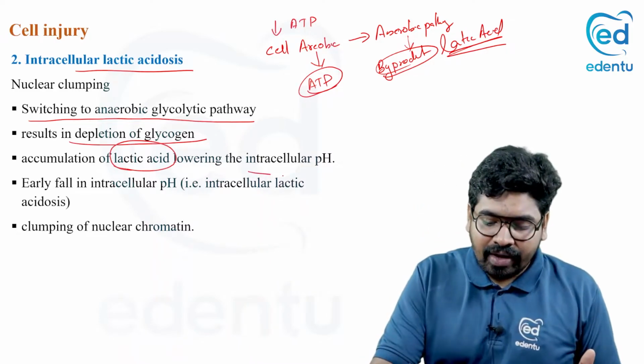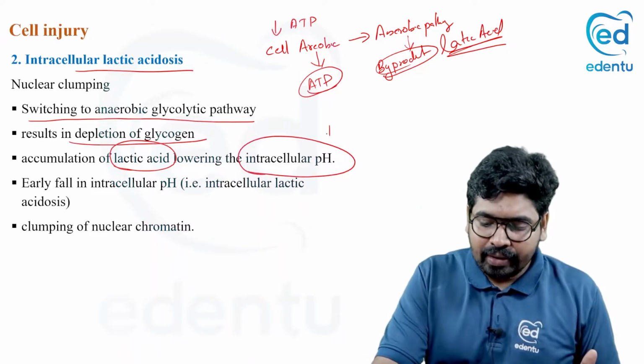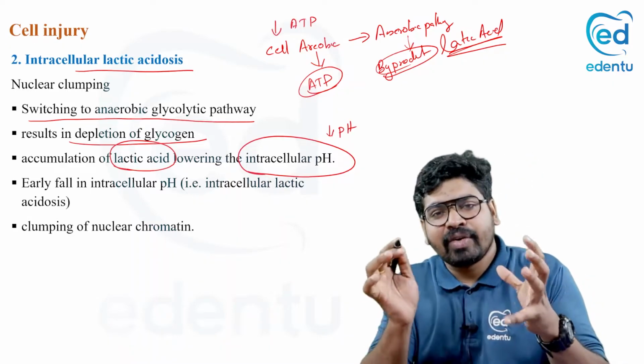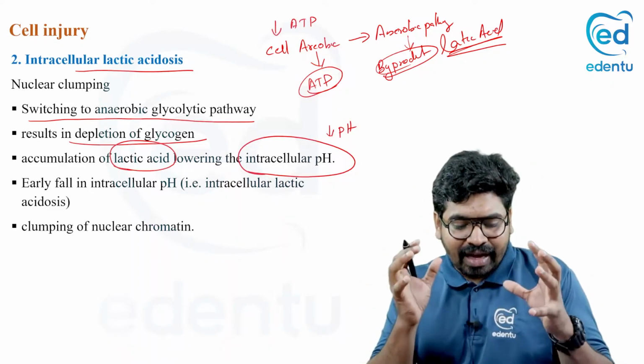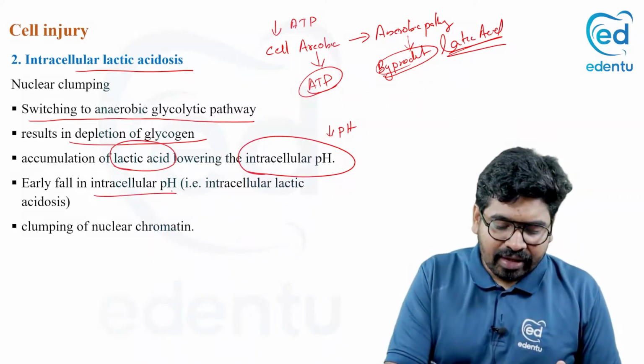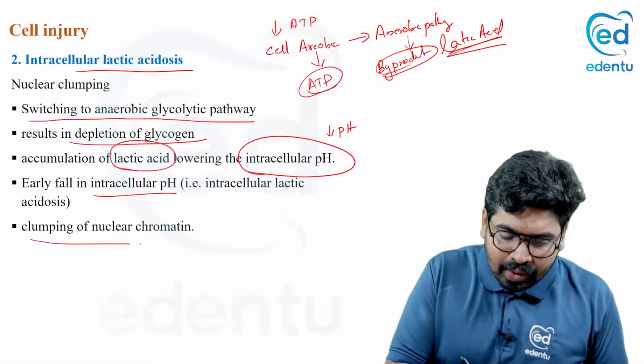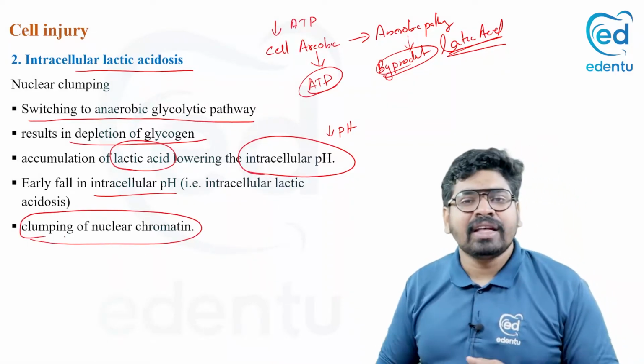What will the lactic acid do? It will reduce the pH inside the cell. Now, there is an acidic environment in the cell. If there is an acidic environment, there is a fall in the intracellular pH. What happens? The nuclear chromatin will start clumping.